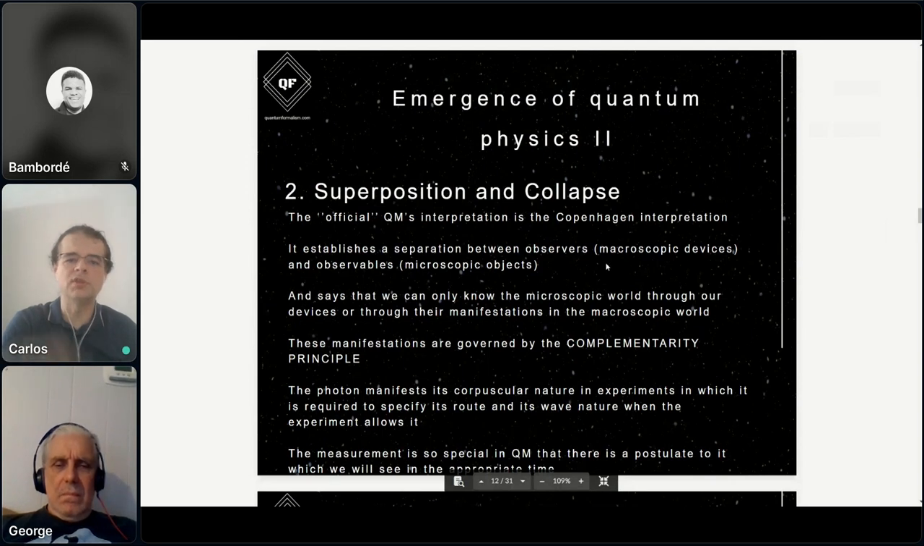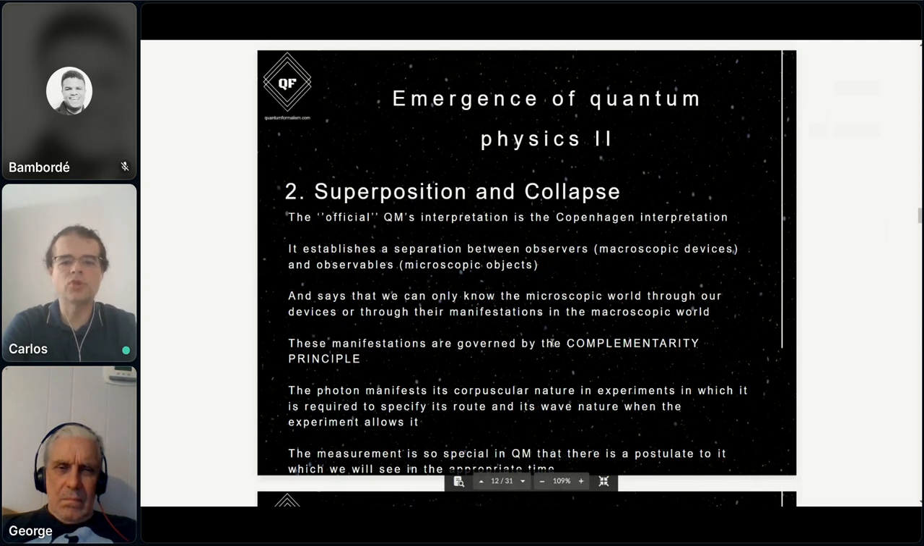It establishes a separation between observers, which are the macroscopic devices, and observables, which are the micro objects. So the observers are our devices, I mean, the everyday devices, beam splitters, mirrors, and all these things. The observables in this case are the photons, the microscopic objects. This interpretation says that we can only know the microscopic world through our devices, or through its manifestation in the macroscopic world, I mean, the daily world, right?